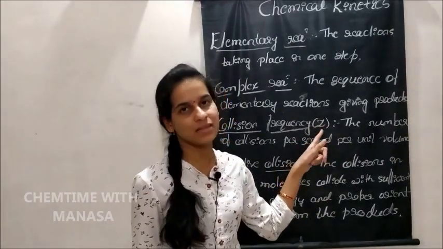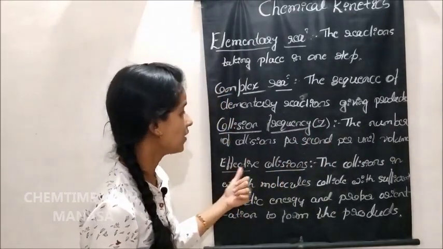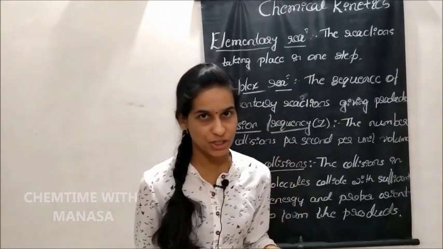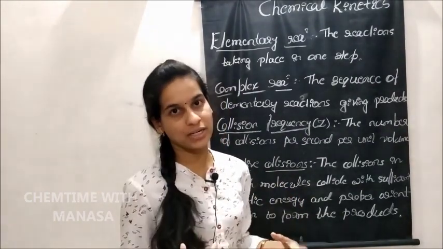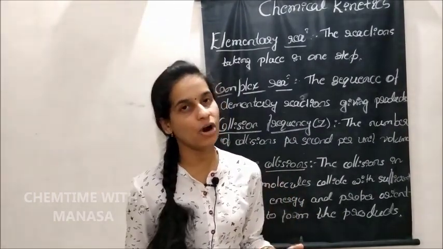Next, collision frequency. The number of collisions per second per unit volume of the reaction mixture is called collision frequency and it is indicated by Z. Then effective collisions. The collisions in which molecules collide with sufficient kinetic energy and proper orientation to form the products are called effective collisions.